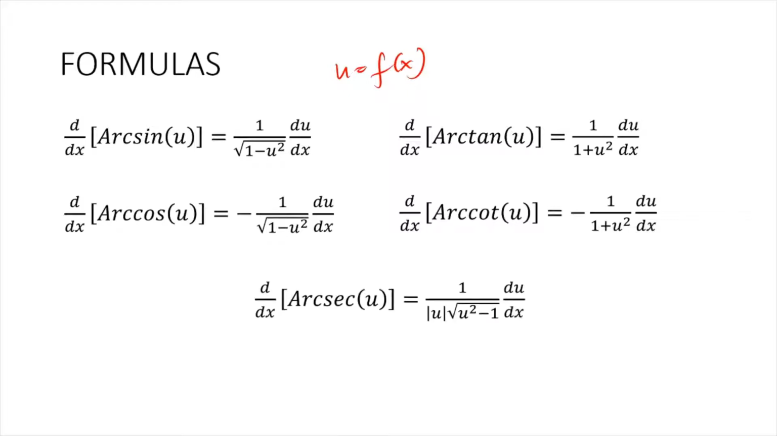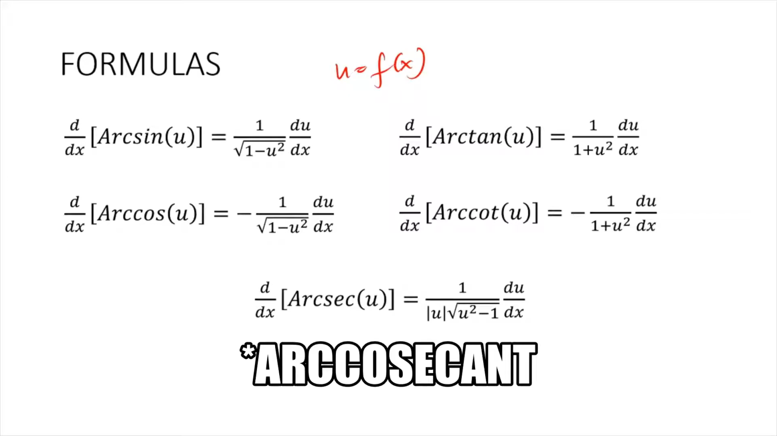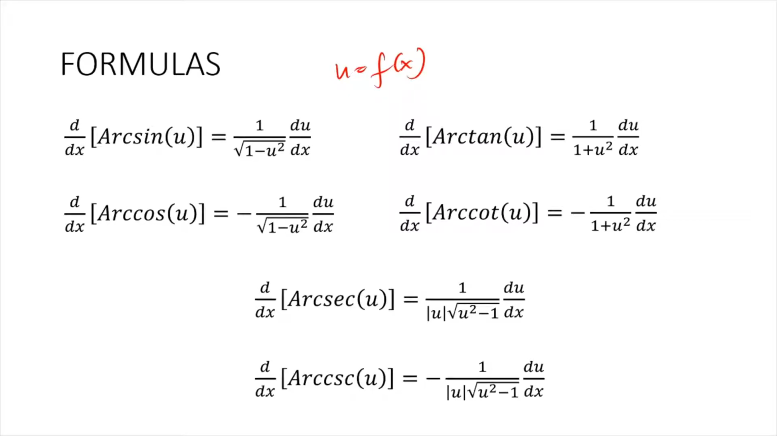Next, we have arcsecant of u. Its derivative with respect to x is equal to 1 over the absolute value of u times the square root of u squared minus 1 times du dx. And the derivative of the inverse of the cofunction of secant, which is arccosecant, is negative the derivative of arcsecant. So negative 1 over the absolute value of u times square root of u squared minus 1 du dx. The absolute value in the formulas has something to do with the domain of the secant and cosecant functions. This just means that u is restricted to positive values only.